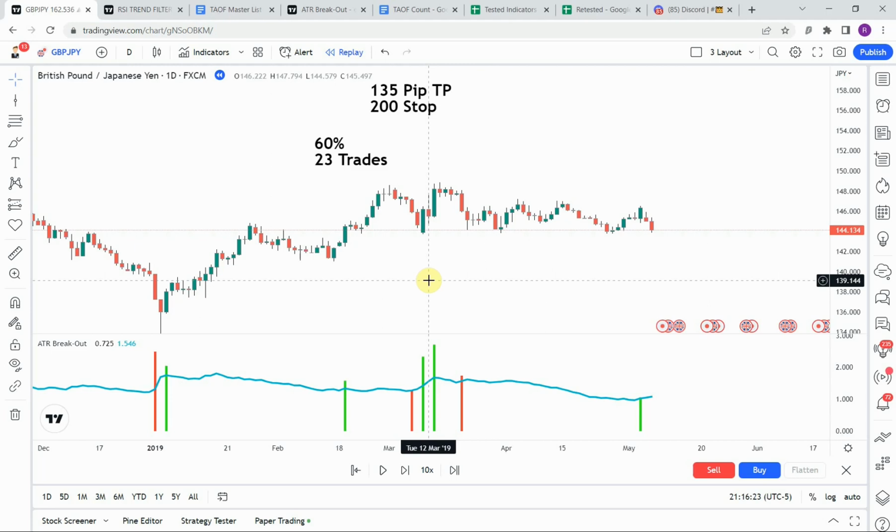Today we will be looking at an advanced testing of the ATR breakout indicator.